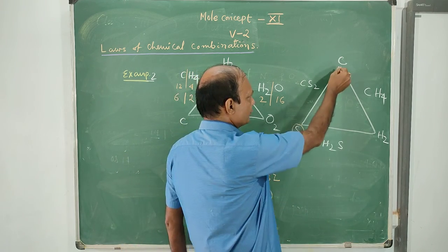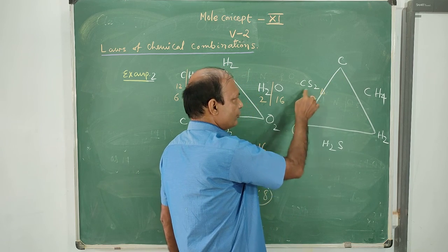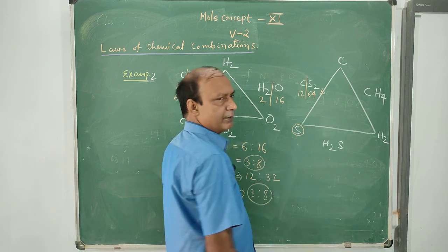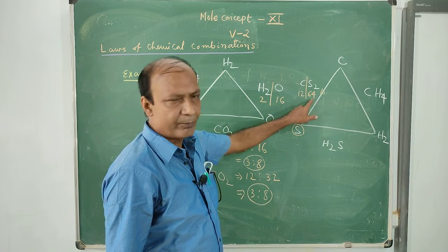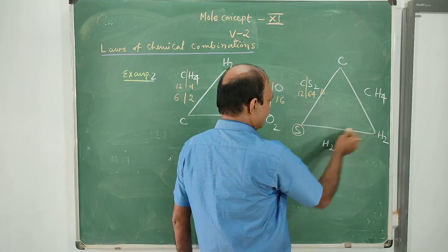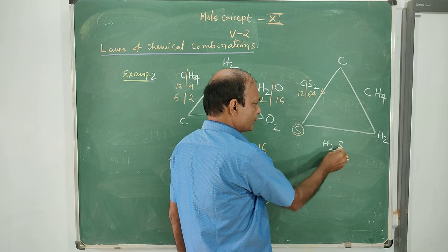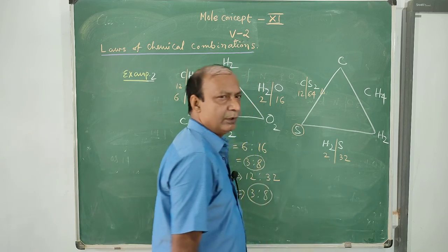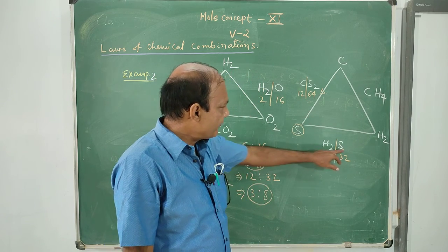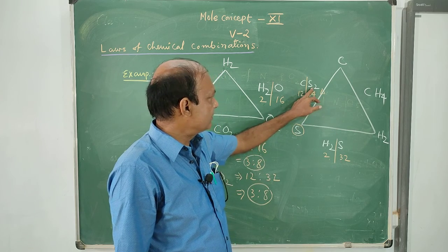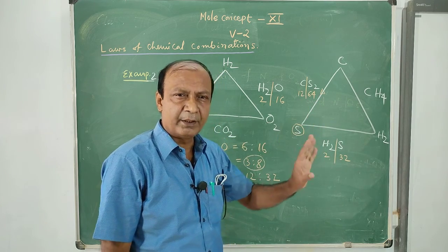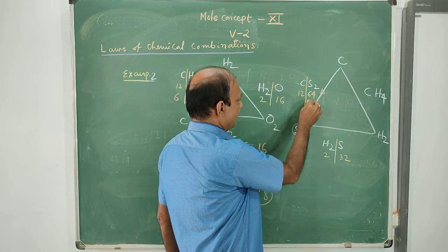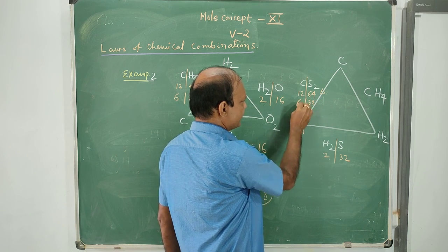Now see, it is the third element, so carbon and sulfur combine to form CS2. The ratio of masses is 12:64. 12 parts carbon, 64 parts sulfur, and hydrogen and sulfur combine to form H2S, and the ratio is 2:32. Now fixing the mass of the common element. Which one is common? Sulfur is common. Fixing the mass of the common element, it is 32. You can make it 32 out of 32. So out of 32 it will be 6.